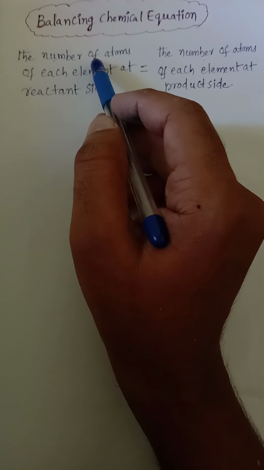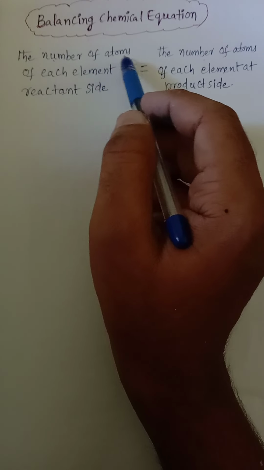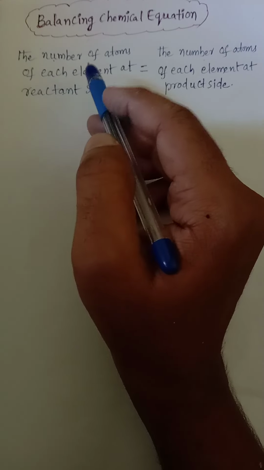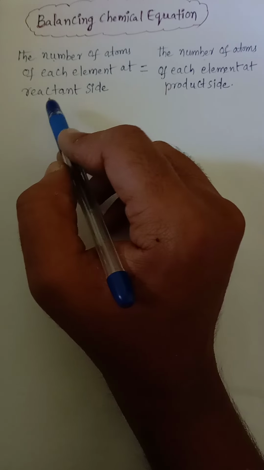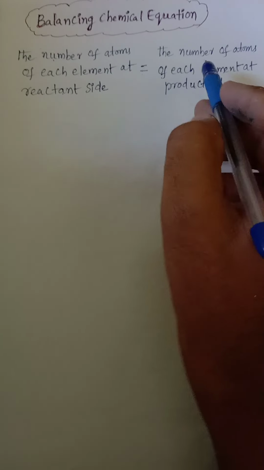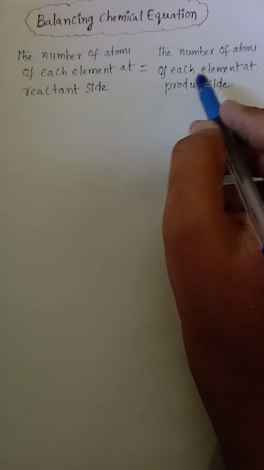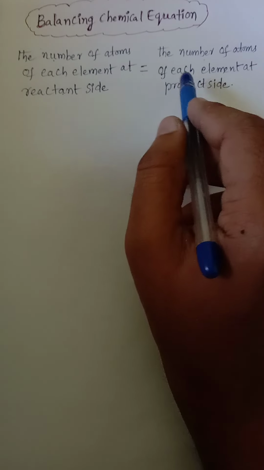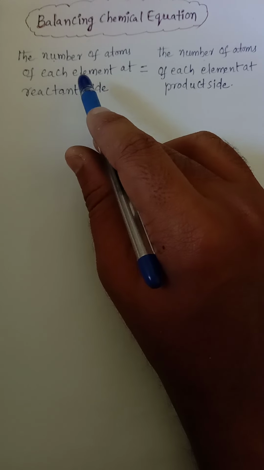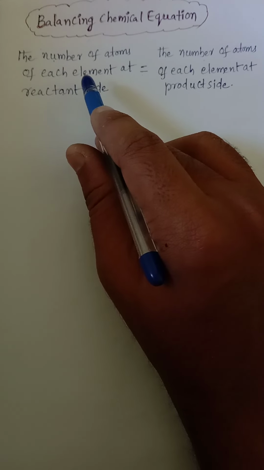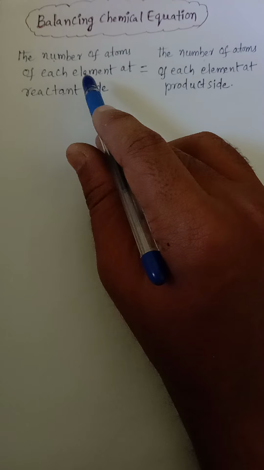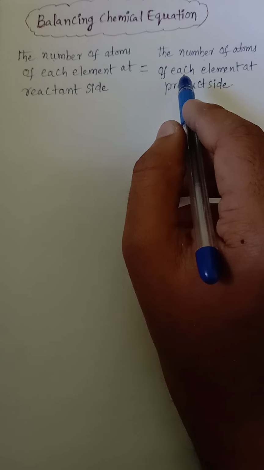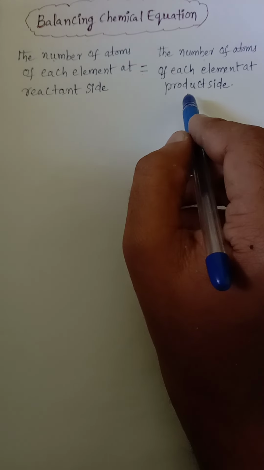The number of atoms of each element at the reactant side is equal to the number of atoms of each element at the product side. So we have to balance the number of atoms. Whatever the number of atoms of each element on the reactant side, it is equal to the number of atoms of each element at the product side.